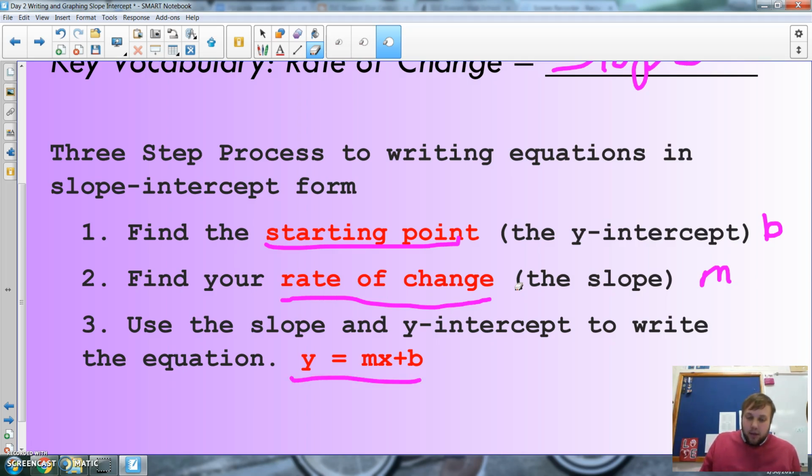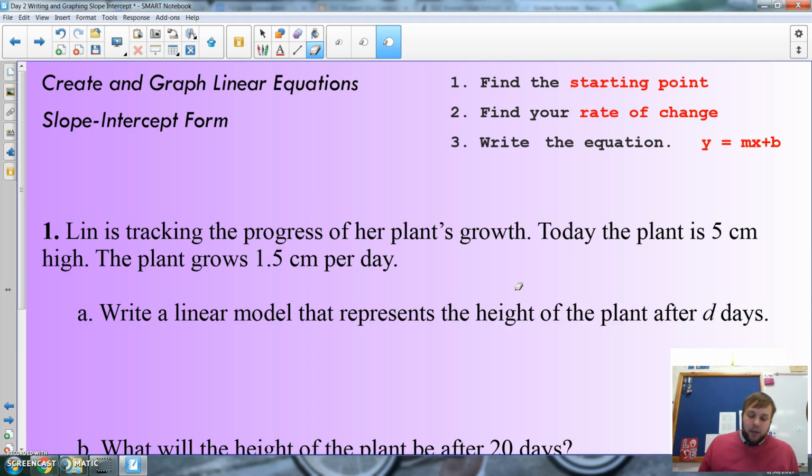Okay. Next, your equation is y equals mx plus b. Hopefully I've given you enough time to fill all this in. All right, y equals mx plus b, and that should be a good little reminder. We are all ready to go. Let's get it. Here we go.